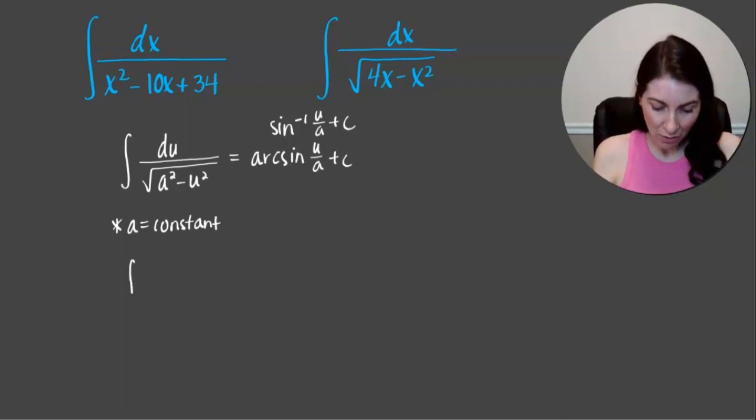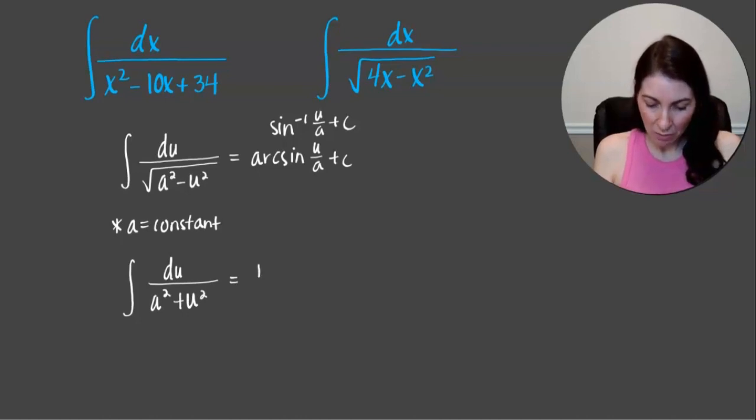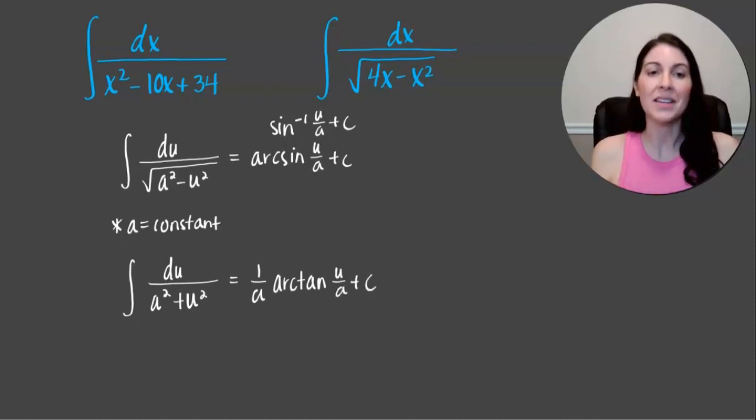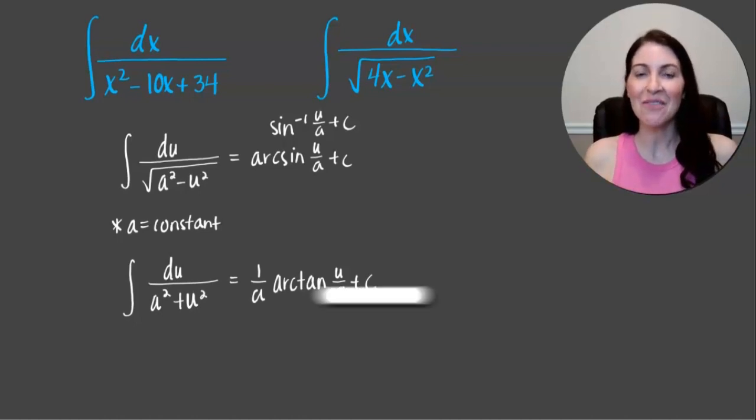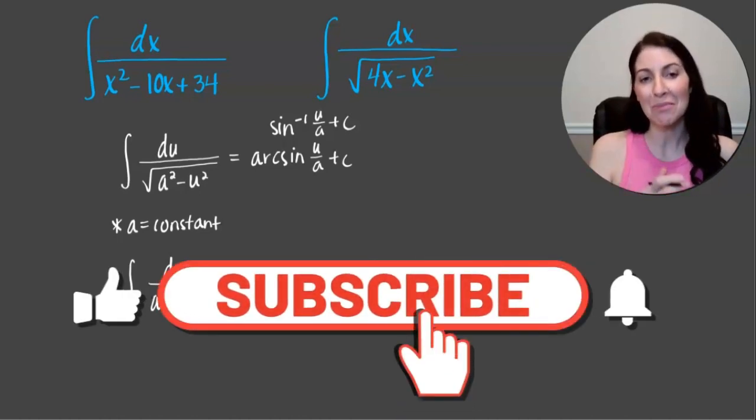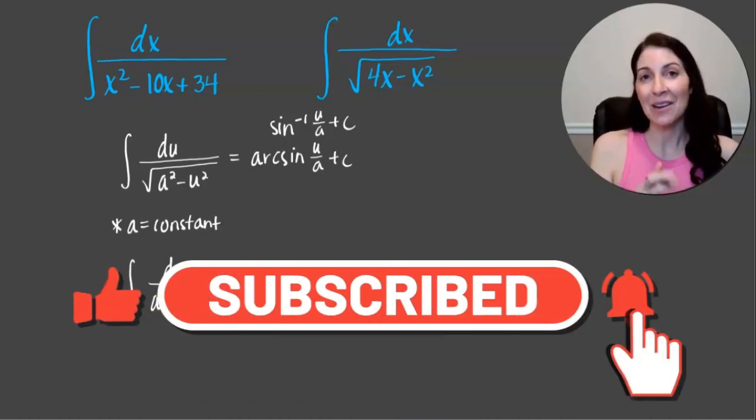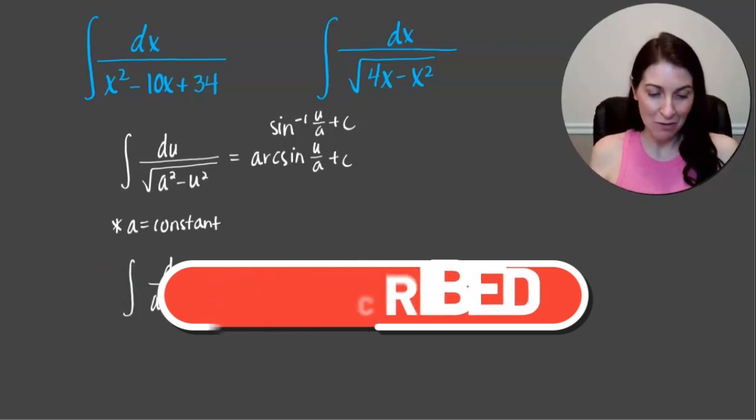And then the other one we're going to use is if it looks like this, du divided by a squared plus u squared, then that's going to produce 1 over a arctangent of u over a plus c. So now let's see how we would put this to use and find these two integrals using completing the square and an integral that would produce an inverse trig function.